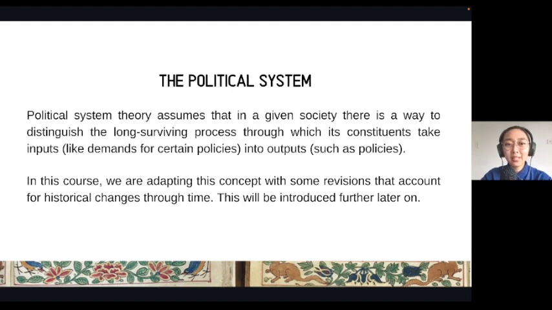Well, the political system and political system theory assumes that in a given society, there is a way to distinguish long surviving processes through which its constituents take inputs, like demands for certain policies, what they want to happen within that system, into outputs, such as policies. In this course, we are adapting this concept with some revisions that account for historical change through time. This will be introduced in the following slides.